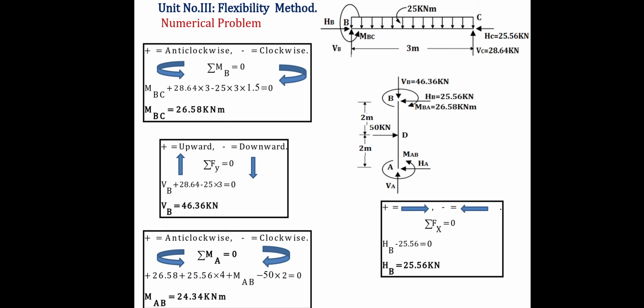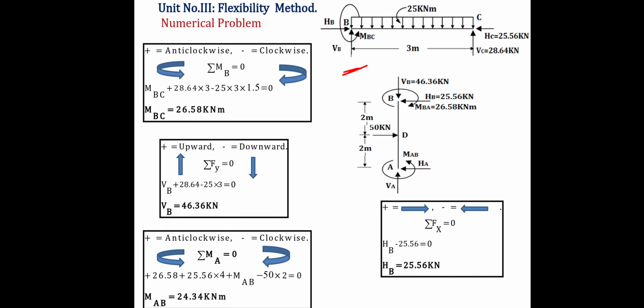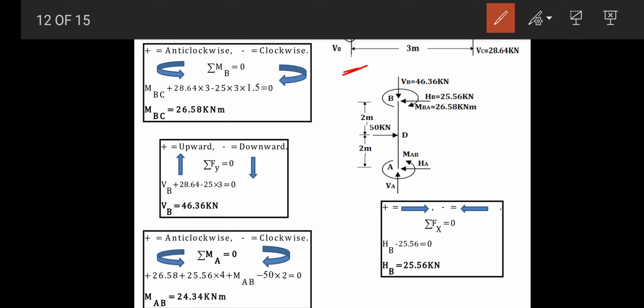Now at C there is a hinge support, so only two unknowns will be there, HC and VC. Now at B, there will be three unknowns. Let us assume their direction HB toward the right, and VB toward the upward direction, and the moment at B will be in an anti-clockwise direction, that means positive. Now let us take moment about B.